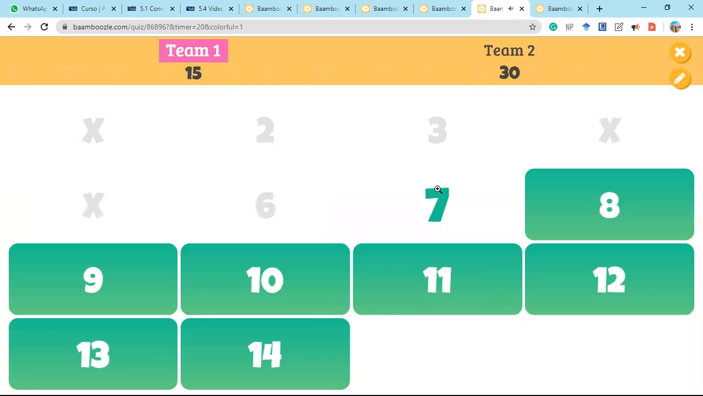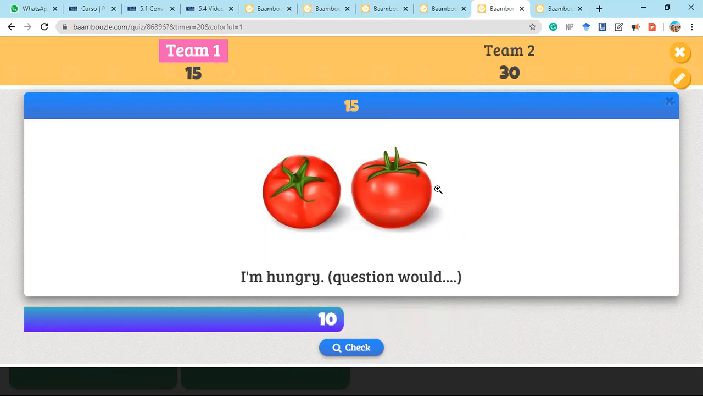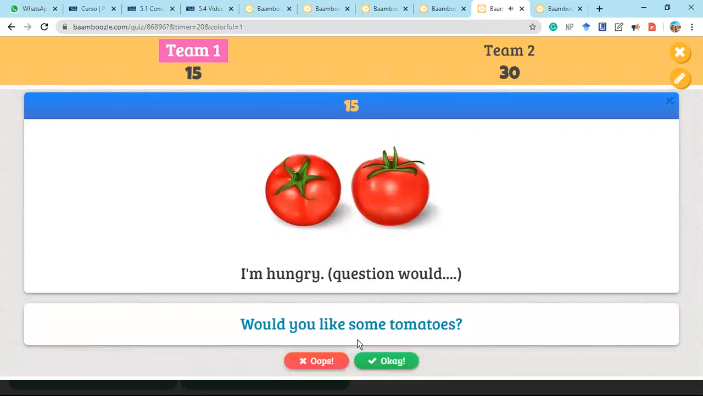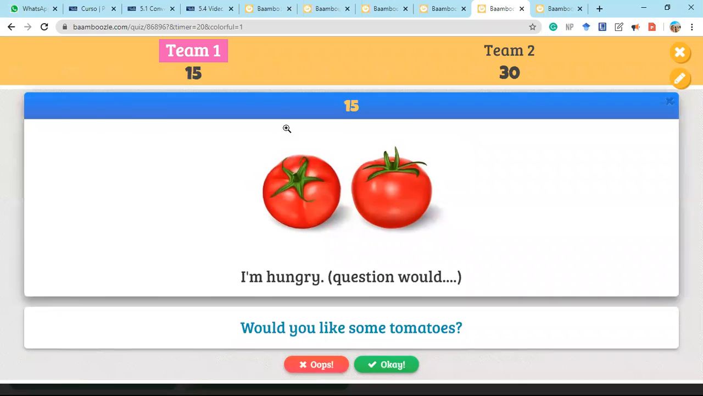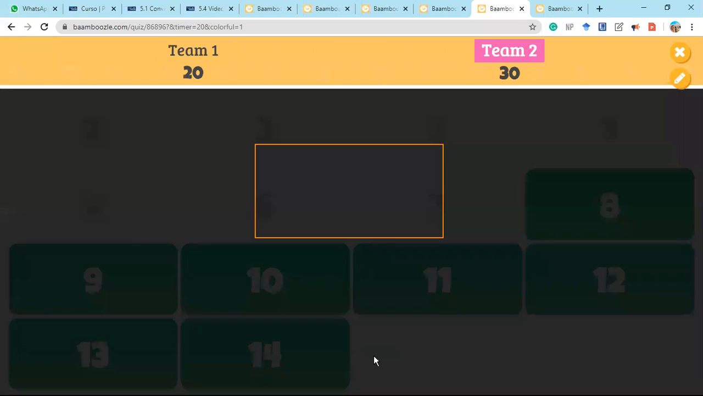Okay, boys. I'm hungry. Question with would. Would you like a tomato? Let's check. We can use a because tomato is a count noun. The picture is plural, showing two tomatoes, but that's okay. We can say a tomato or some tomatoes.